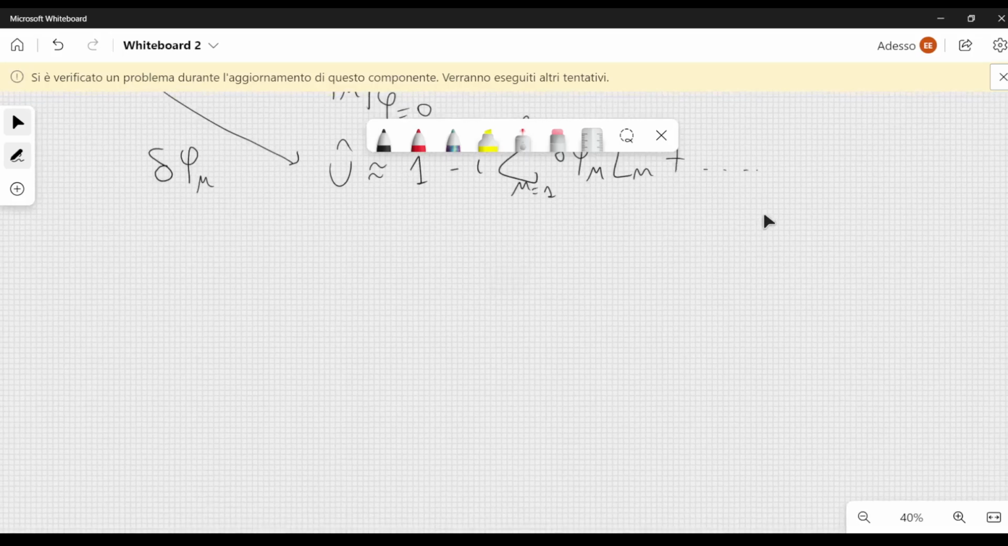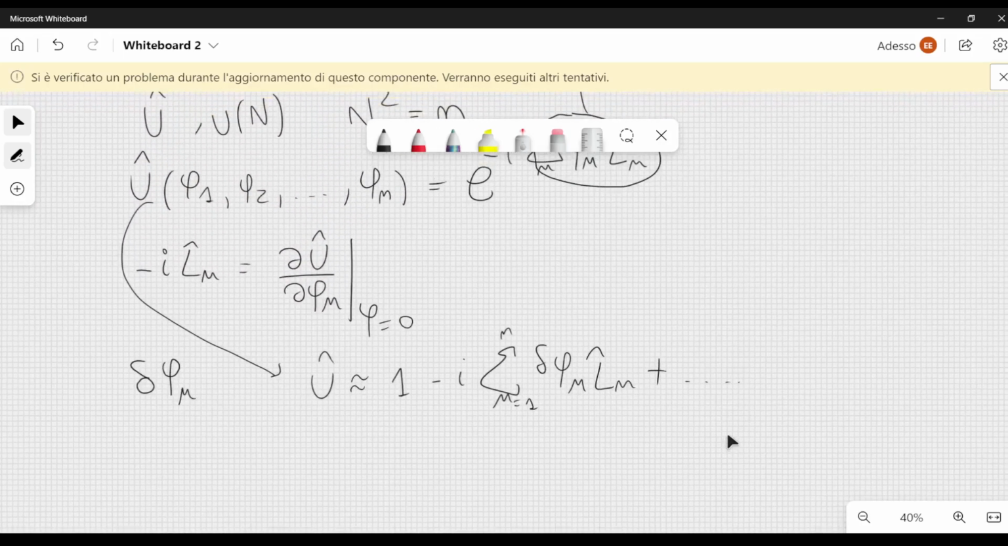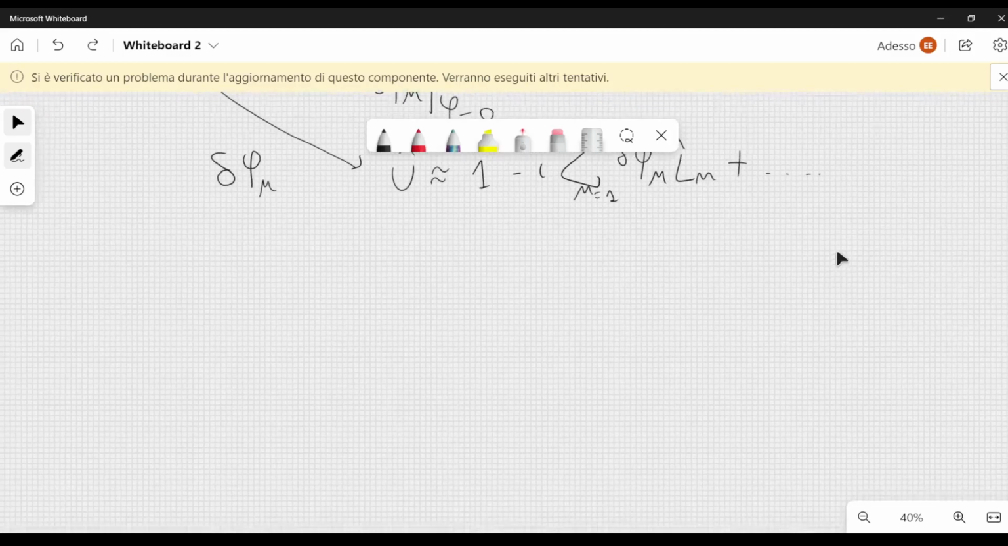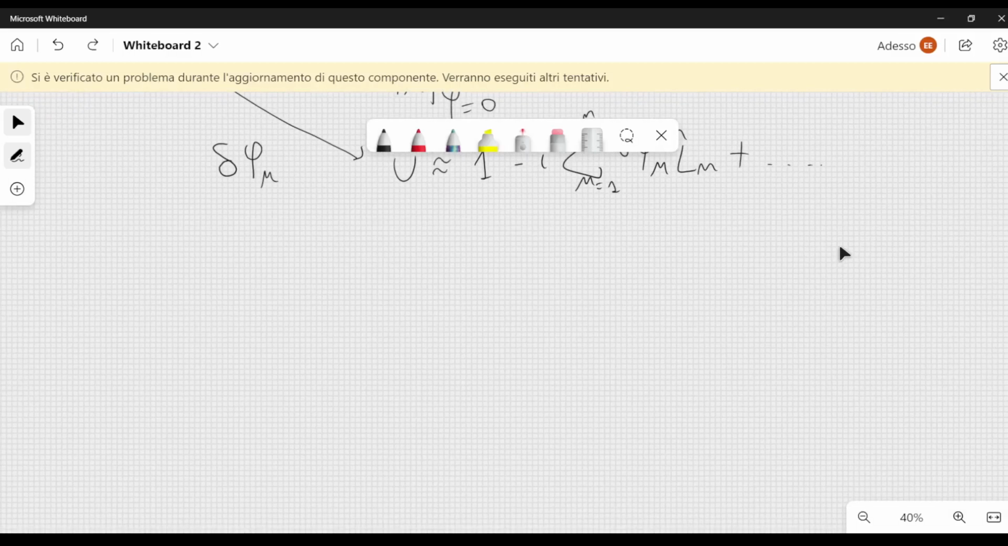But now what I want to do is I want to find some relations that these operators L mu have to satisfy for the group. The L mus are called the generators of the group, and they will have to comply with some commutation relations that I want to derive.